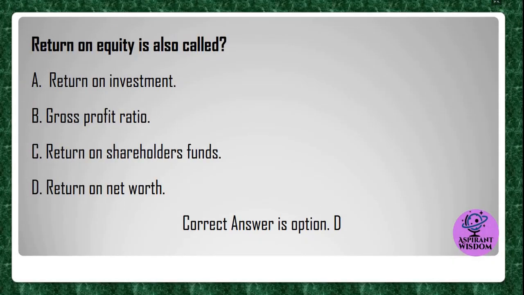Return on equity is also called: A. Return on investment, B. Gross profit ratio, C. Return on shareholders' funds, D. Return on net worth. Correct answer is option D.